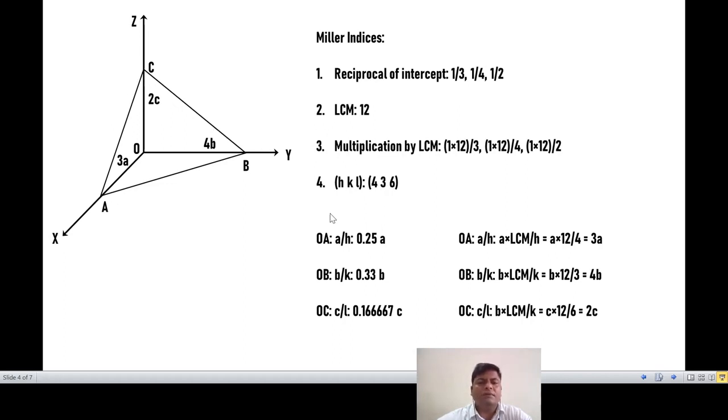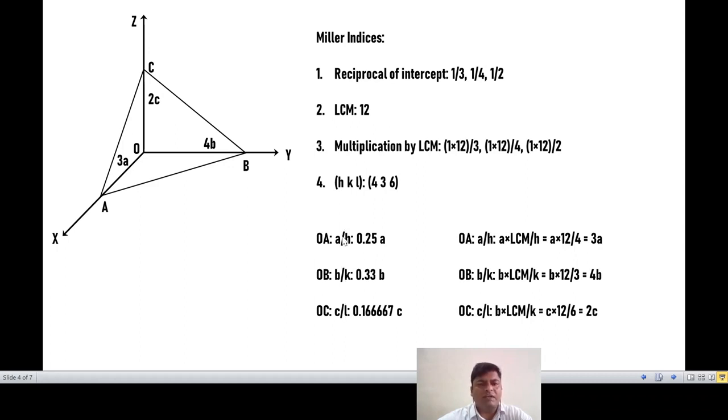Now, using the same relation OA is equal to a upon h, let us verify. The h value is 4, so OA is 0.25a; for b, 0.33b; and for OC it is 0.66667c. If we see here, the intercept OA is other than this 0.25a, meaning it is 3a. But one thing we have to note here is that we have multiplied by the LCM, and that LCM factor is common in all these ratios.